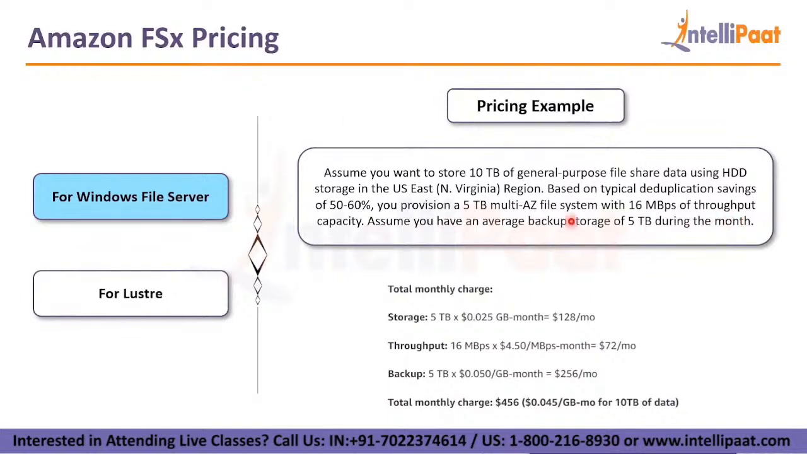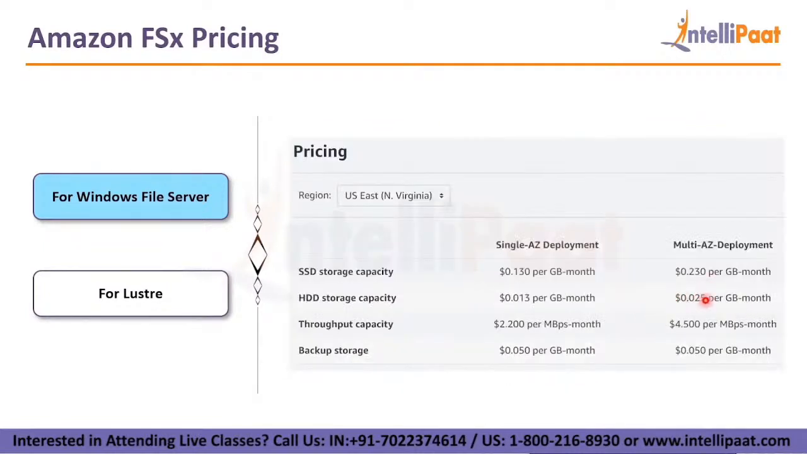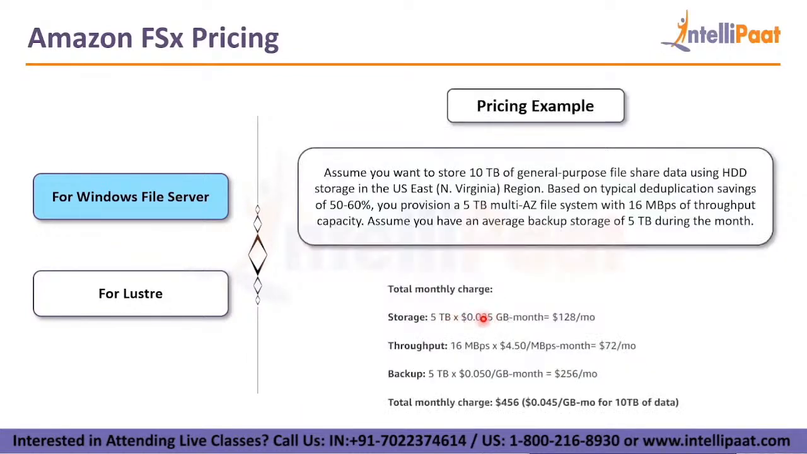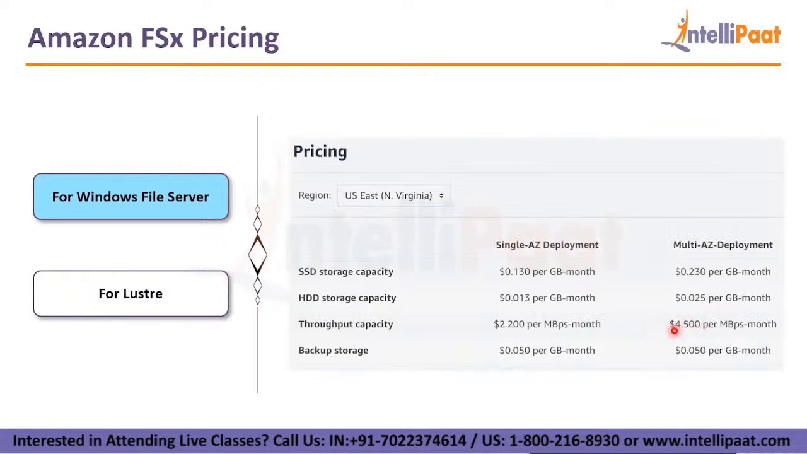Now let's calculate the pricing for this. For storage, you're choosing 5 TB, and it's multi-AZ deployment, remember that. Over here, you can see the multi-AZ deployment price for HDD. Over here, you can see the price which we are multiplying. It's the multi-AZ deployment's price. So 5 TB times HDD's multi-AZ deployment price is equal to $128 per month. Throughput is 16 Mbps. And over here, you can see it is $4.5 per Mbps per month.